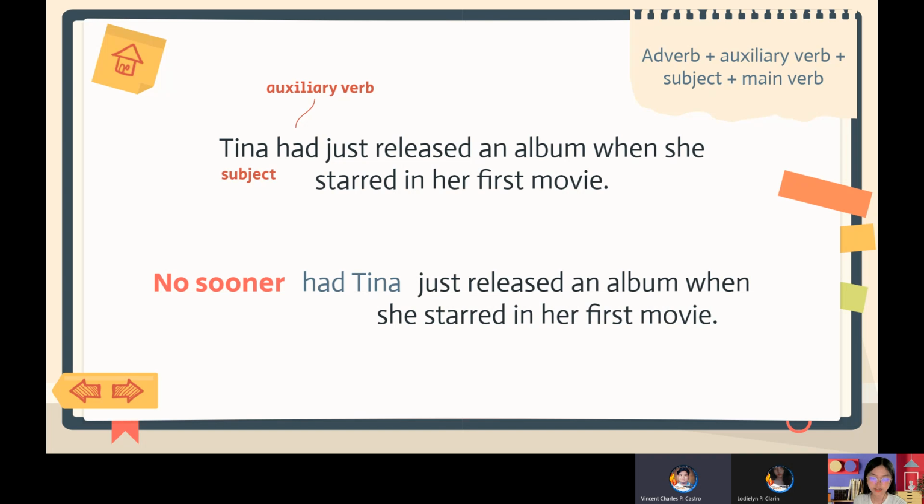Tina had just released an album. The inverted one is no sooner had Tina just released. All right. Thank you, Mr. Castro. As you can see, the inverted sentence had a more dramatic effect than the normal sentence, and that is exactly the purpose of inversion, to add more emphasis, to make things a bit more dramatic.